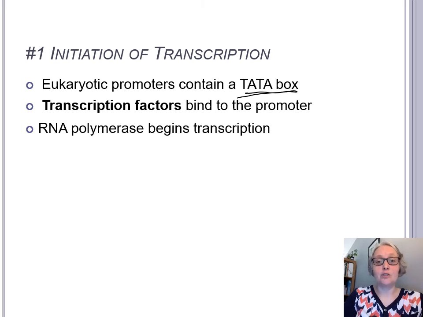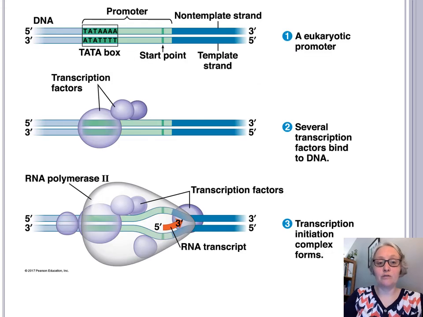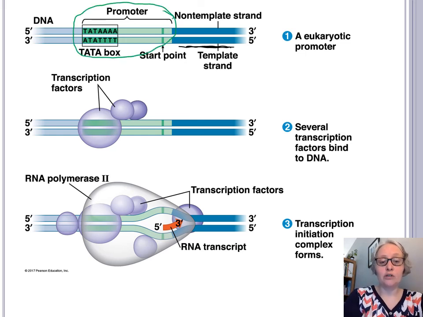The TATA box is just that, a sequence of letter T's and letter A's, thymines and adenines in that region of DNA. There are proteins called transcription factors that will bind to the promoter, and then RNA polymerase can begin transcription. Here's a great image of this. So we're sort of zoomed into the front of the gene. So here's my gene in the dark blue. In front of the gene in green, that area is the promoter region. And within the promoter region, I have this TATA box.